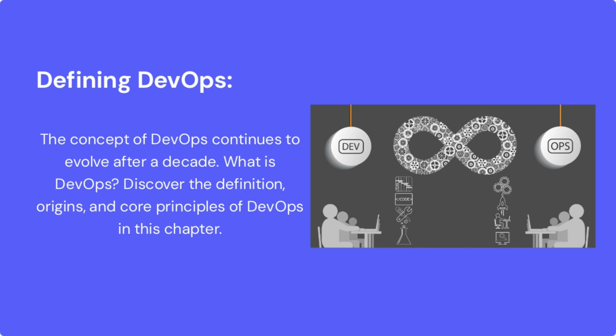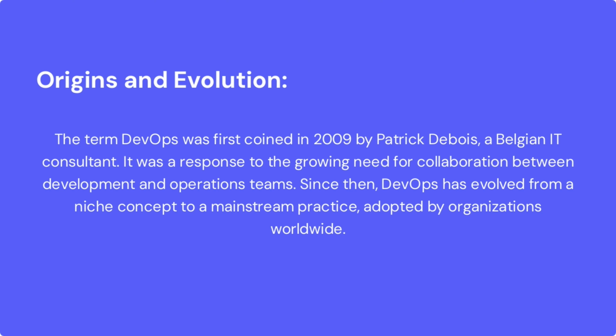Defining DevOps. The concept of DevOps continues to evolve after a decade. What is DevOps? Discover the definition, origins, and core principles of DevOps in this chapter. Now, let's delve into the background and evolution of DevOps. The term DevOps was first coined in 2009 by Patrick Devops, a Belgian IT consultant, in response to the growing need for collaboration between development and operations teams. Since then, DevOps has evolved from a niche concept to a mainstream practice, adopted by organizations worldwide.